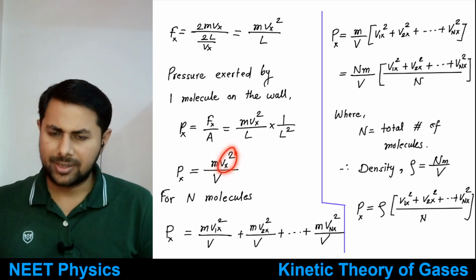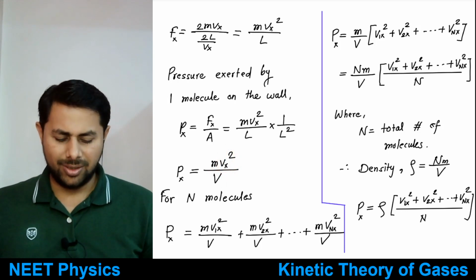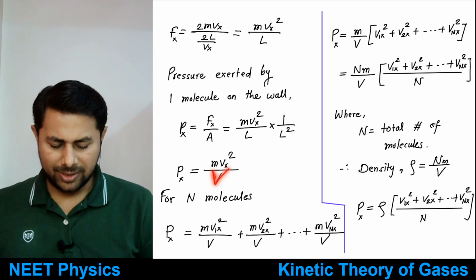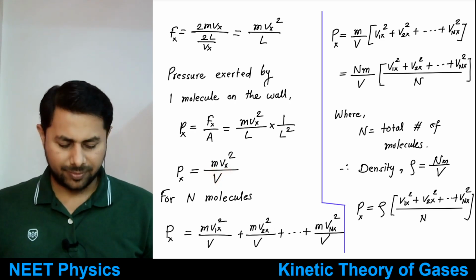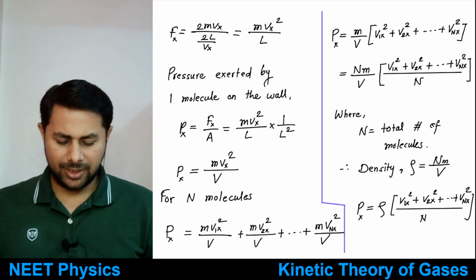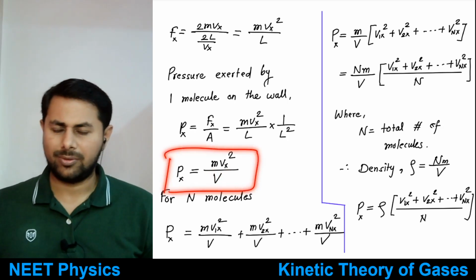But this vx is the speed, and this capital V is the volume of the container. Is this thing clear? Yes, no? Pressure due to one molecule.